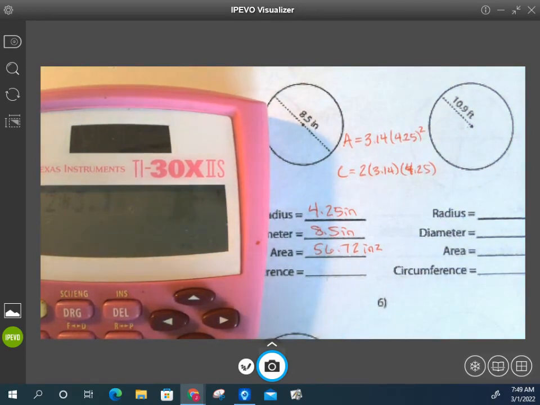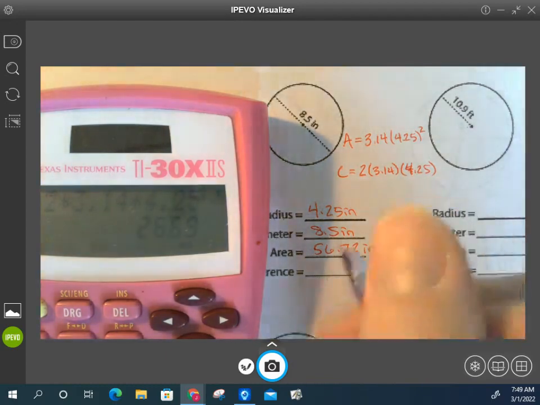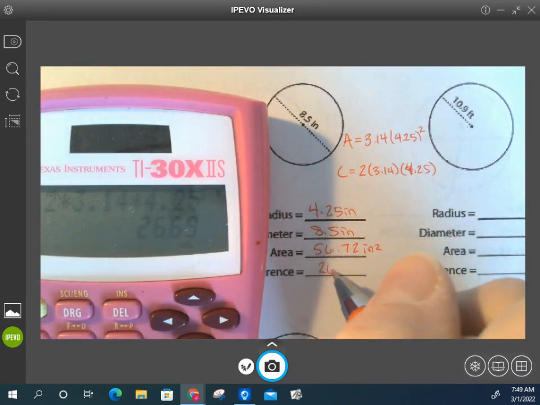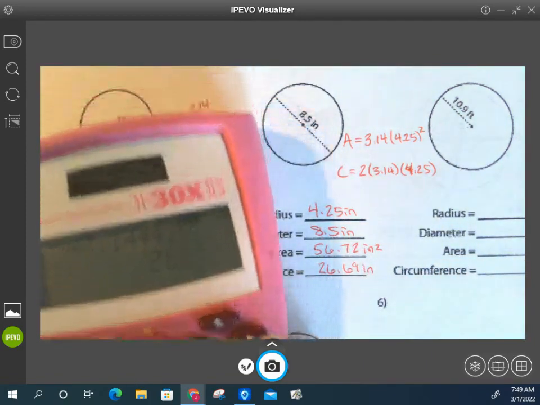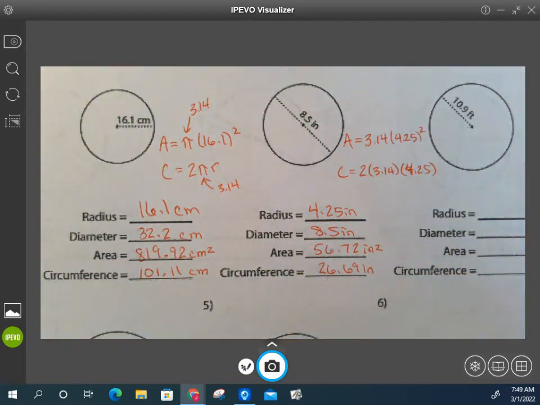All right, then we're doing what? 2 times 3.14 times 4.25. I got 26.69 for circumference. Does anybody agree with me? Nope. You didn't put it in your calculator, did you? Oh, look at you with a calculator today.